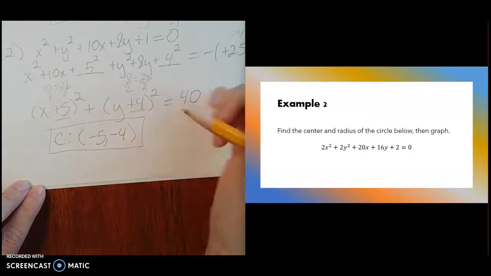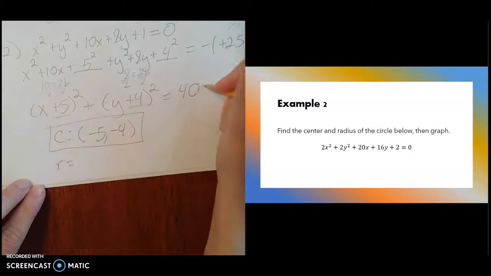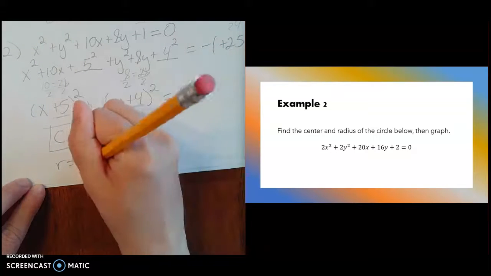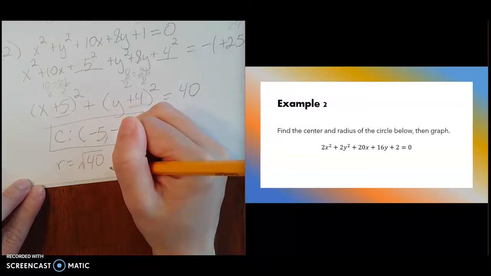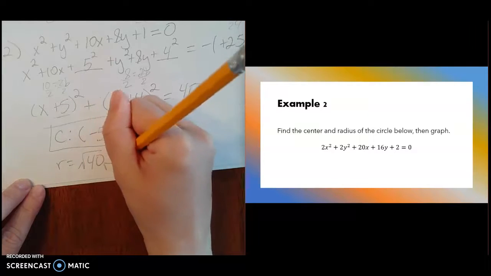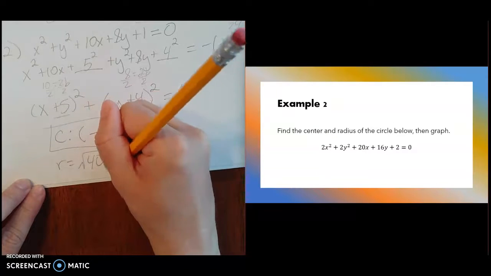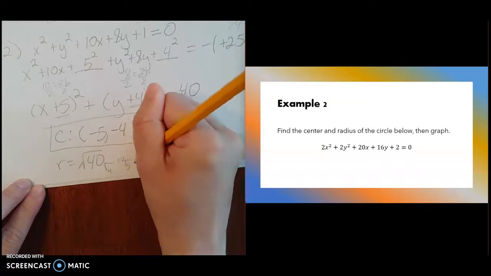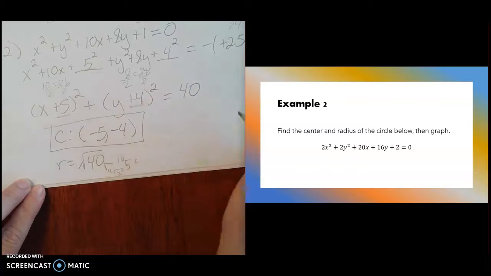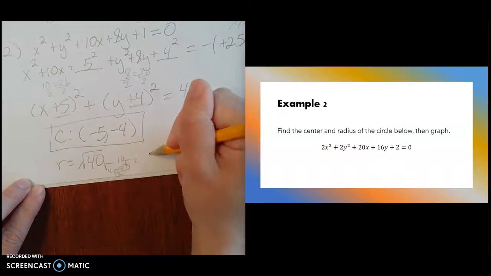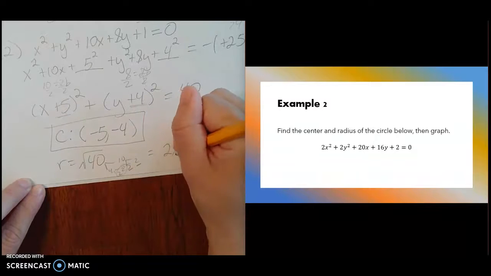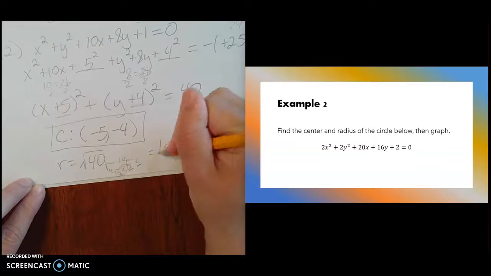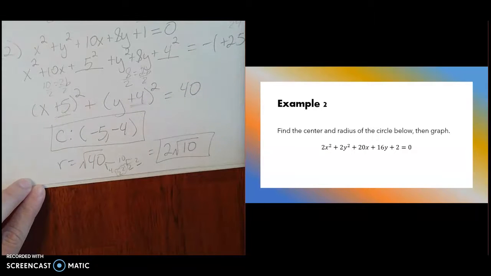Okay? For the radius, remember that this equals r squared, so to find r, I'm just going to take the square root of 40. It's not a perfect square, so the best I can do is to simplify. So 40, I would say, is 4 times 10, 10 is 5 times 2, and 4 is 2 times 2. So I've got a pair of 2's that I can take out. And then the 5 and the 2, they're still stuck under the radical. So 5 times 2 is 10. There's your exact form of your radius.